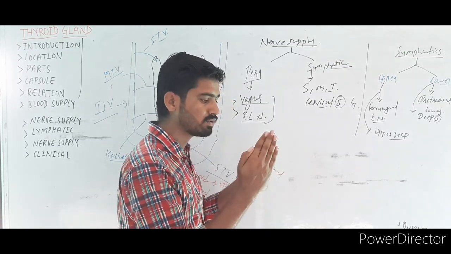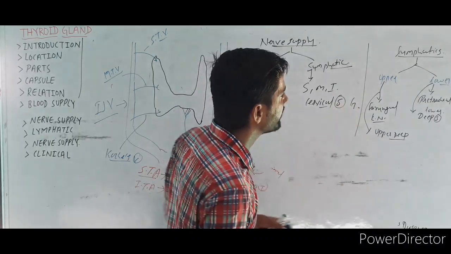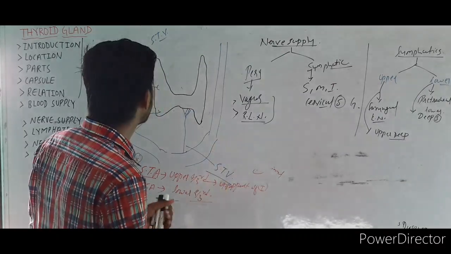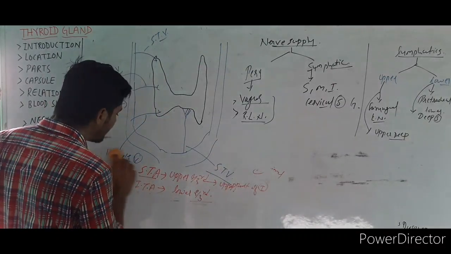This is the sternum, so posterior to the sternum there is some lymph node, it drains there. Okay, so this is all about the lymphatics. Now the supply and lymphatics have been covered, so now we have to move on to the clinical aspect. So what is the clinical aspect?